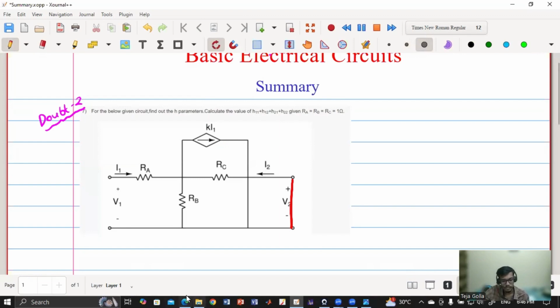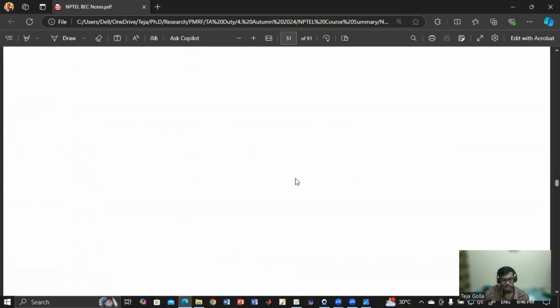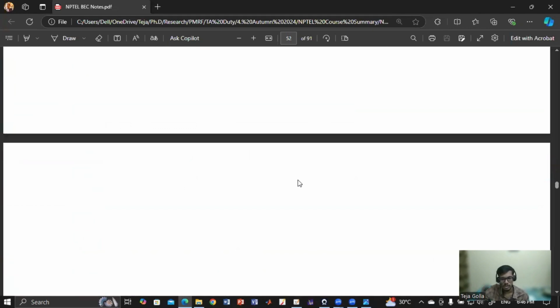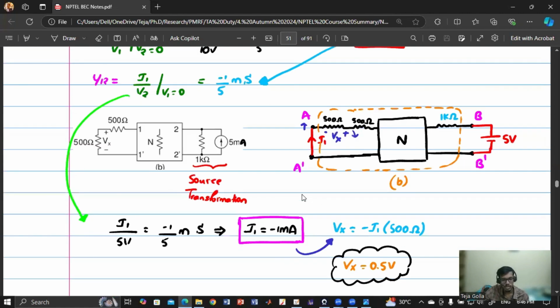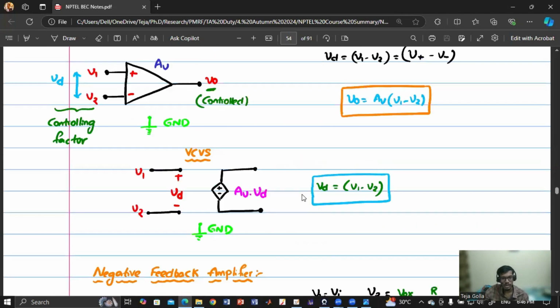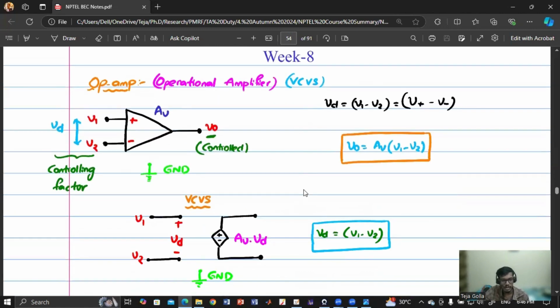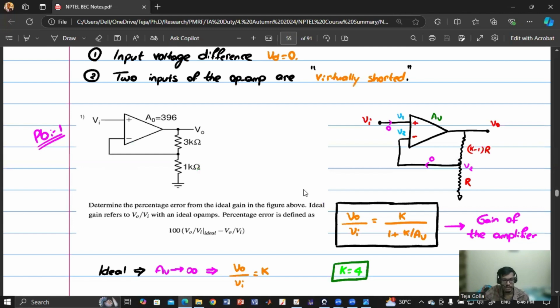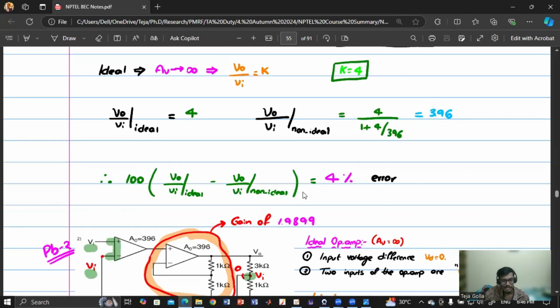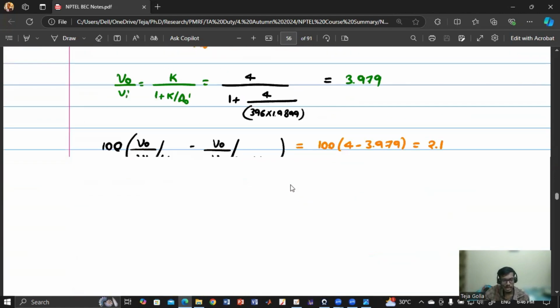After the two-port network, we discussed the operational amplifier. We discussed what an op-amp is and what a negative feedback amplifier is, and how to decide whether the op-amp is in negative feedback or not. For a given circuit, we saw how to calculate the gain from the input to output, and if it is a non-ideal op-amp, how to calculate that. And we have solved many problems.